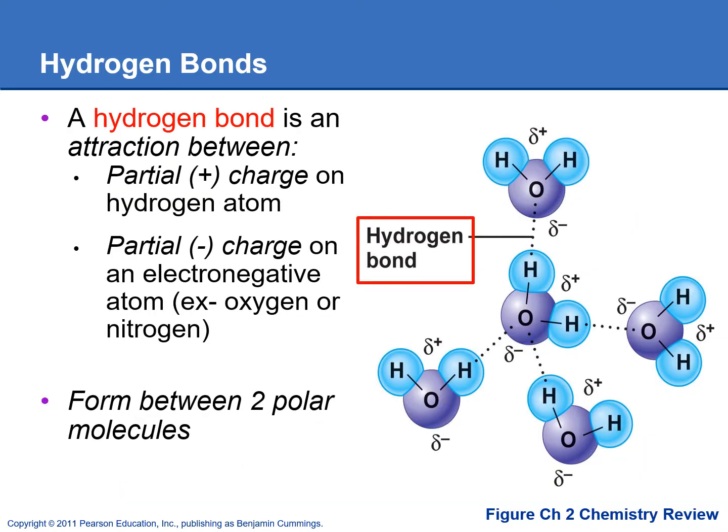Okay, our next type of chemical bond are hydrogen bonds. So hydrogen bonds are going to form between 2 polar molecules. So that would be important to get the big picture here.